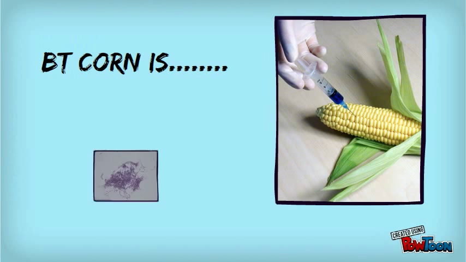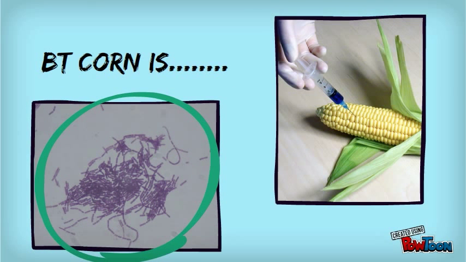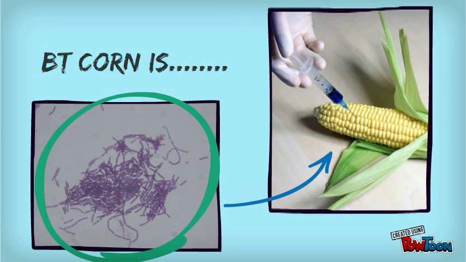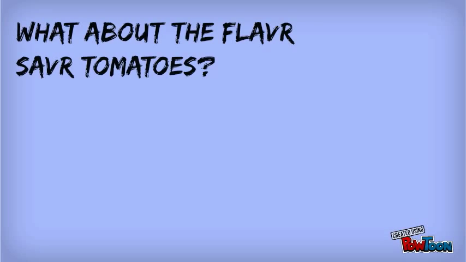BT corn is a transgenic plant that contains a gene from the bacterium Bacillus thuringiensis. What does transgenic mean? Transgenic happens when DNA has been transferred from an organism of one genus to an organism of another genus.